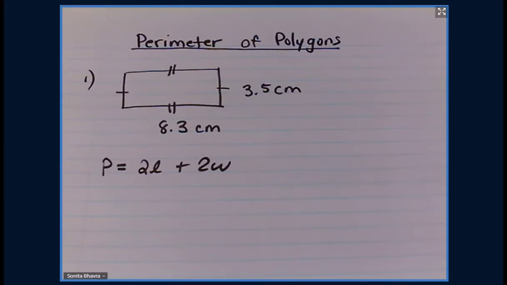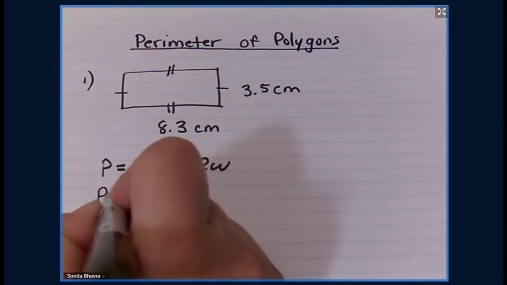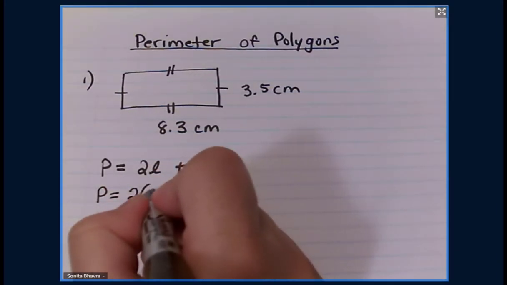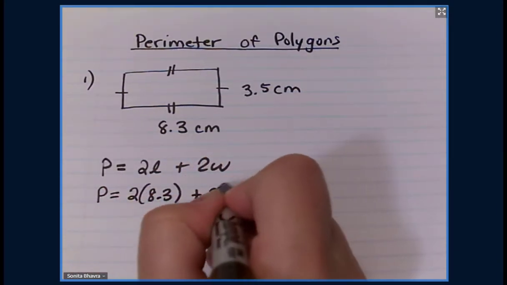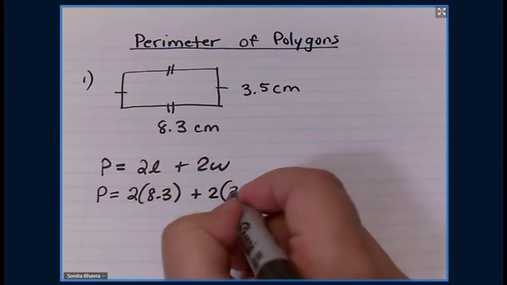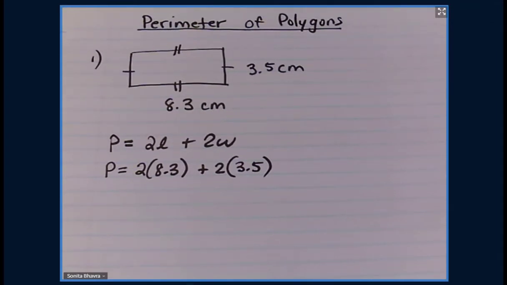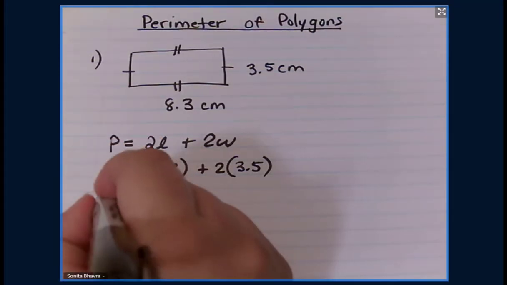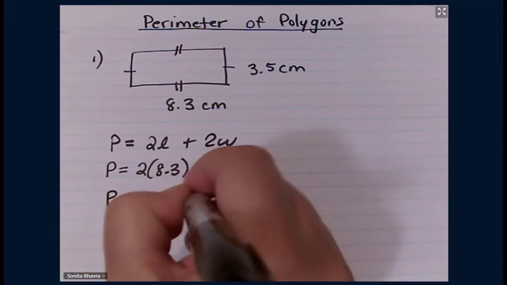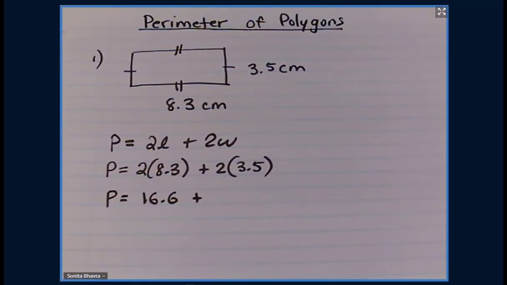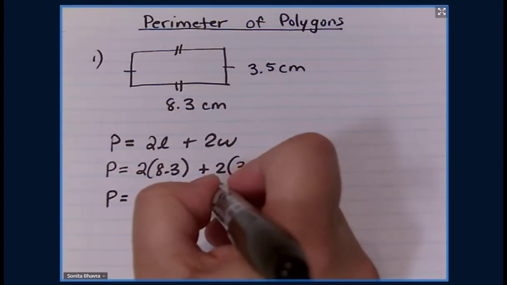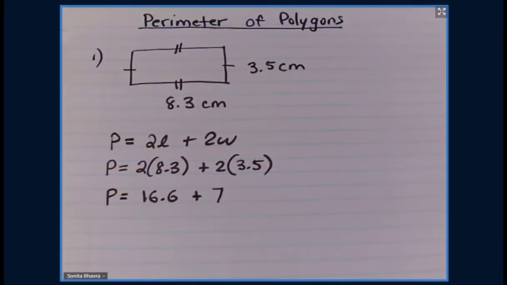So in this question, our length is 8.3. So we're going to substitute that in. So 2 times 8.3 plus 2 times W, which is 2 times 3.5. And then we can put that into our calculators and just follow the BEDMAS rules. So 2 times 8.3 gives me 16.6, plus 2 times 3.5, which gives me 7. And then we just add the two together, which gives me 23.6.